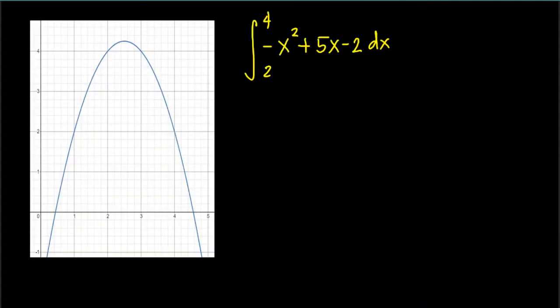We are looking for the integral of -x squared plus 5x minus 2 dx from 2 to 4. So, we are talking about this point here, from 2 to 4, this part of the curve. Guys, don't forget that it is bounded by the x-axis.